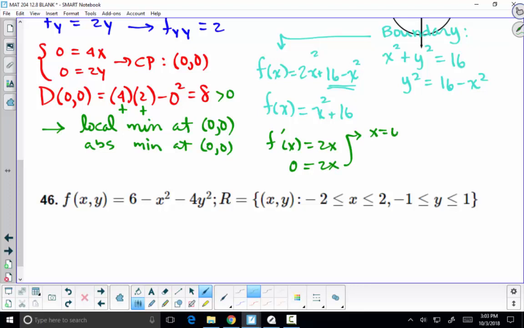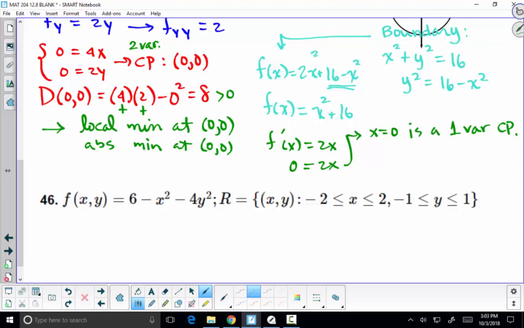x equals 0 is a one variable critical point. That's different than a 2-variable critical point. This is a 2-variable critical point. So a 2-variable critical point is an ordered pair. A 1-variable critical point is just that number. X equals 0 is a 1-variable critical point.